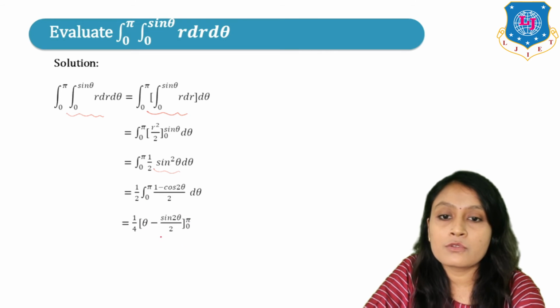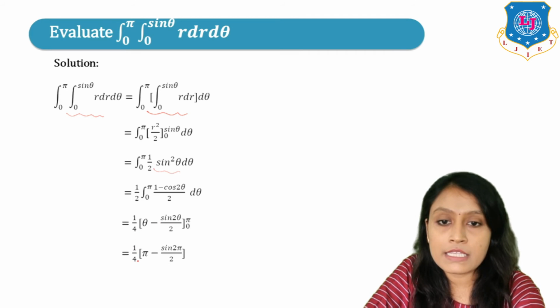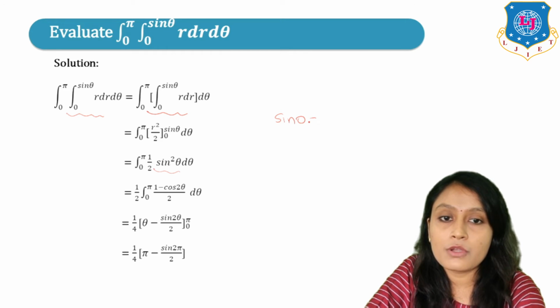Now we have to substitute the limits. Firstly we keep this 1 by 4 as it is. Now in place of theta, first write down pi, so you will get pi minus sin 2 pi upon 2, minus now the lower limit. So substitute 0 in place of theta, and here you will get 0 minus sin 0. We know the answer of sin 0 is 0, so the lower limit gives 0.